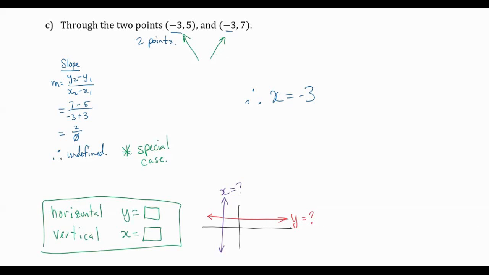I can visualize it. If you really wanted to, you could memorize this. Horizontal is y equals, vertical is x equals. Or you can look at the coordinates. The x isn't changing, so x equals -3. You can do it that way too. There are so many different ways you can think about this. Be careful of the special cases.